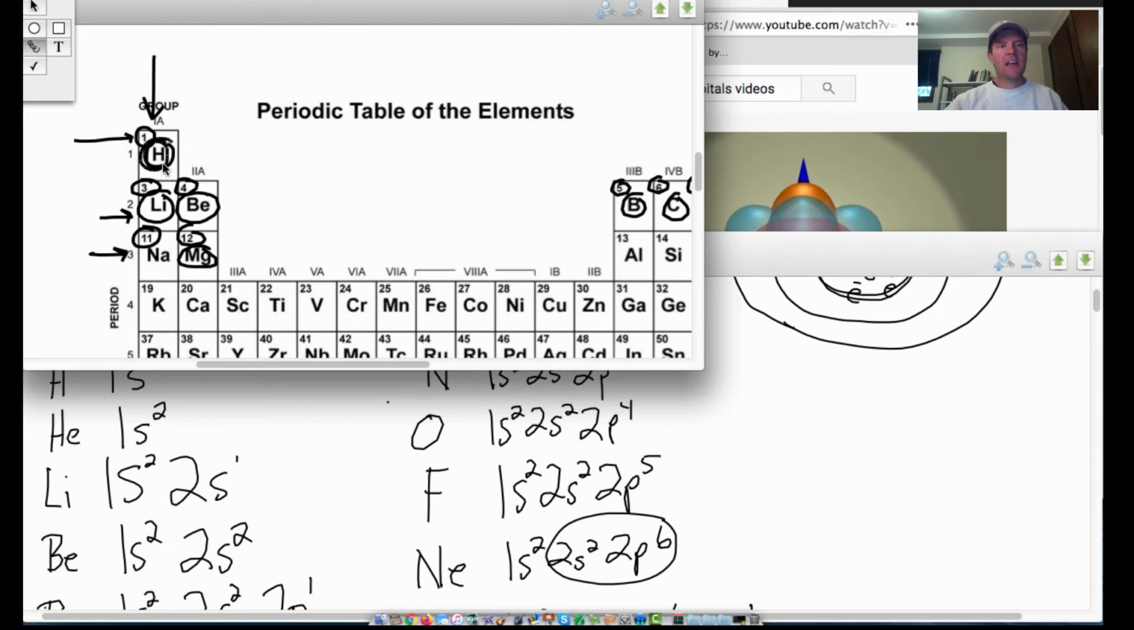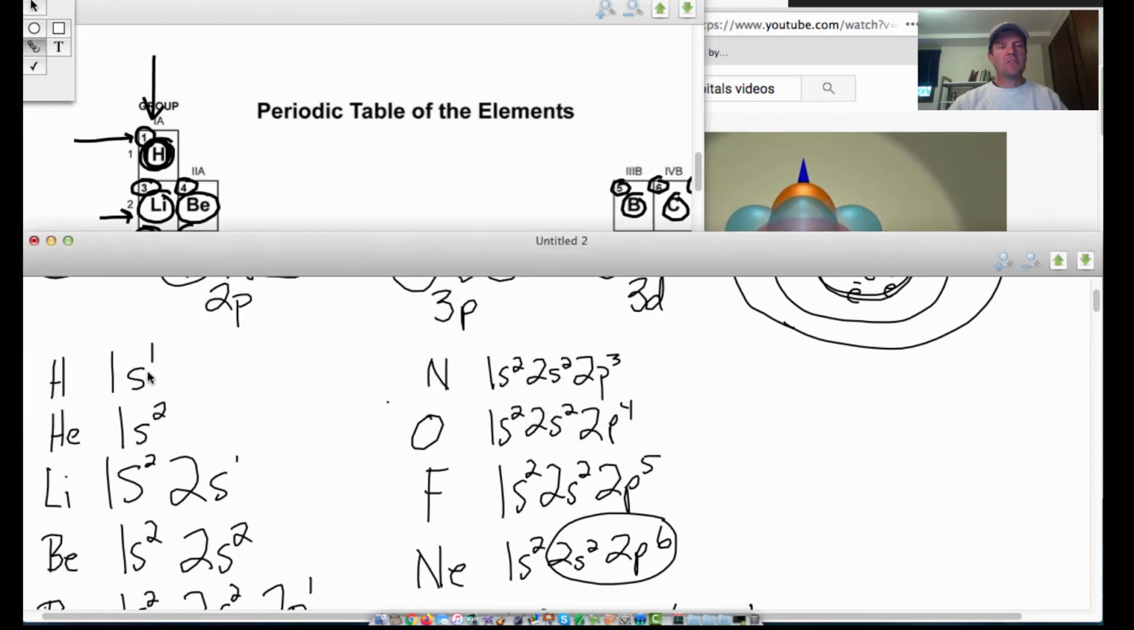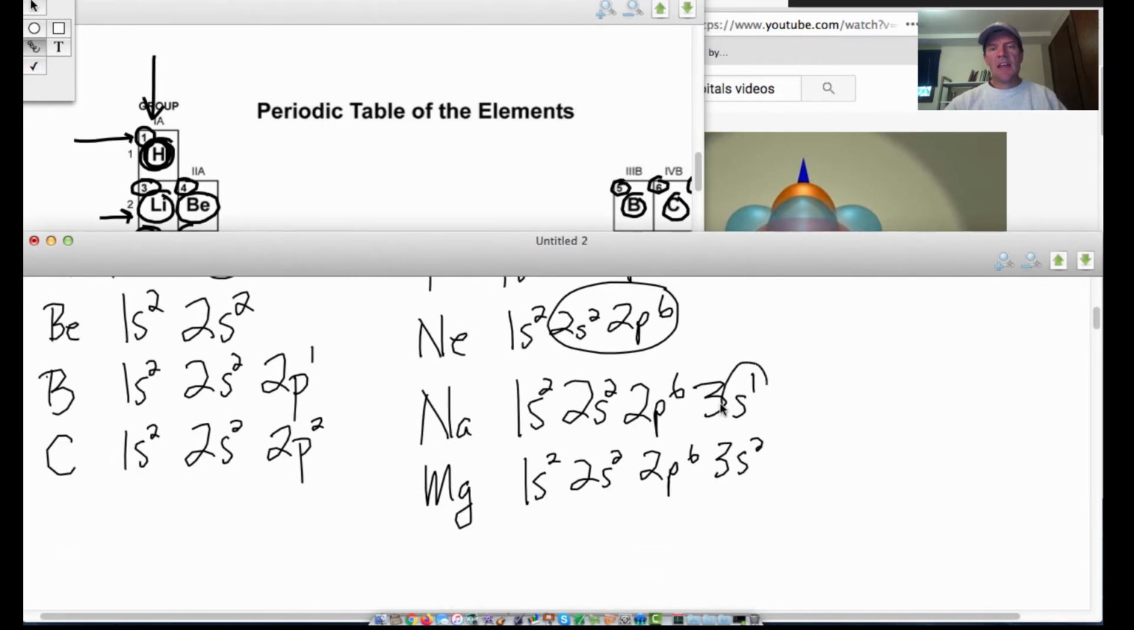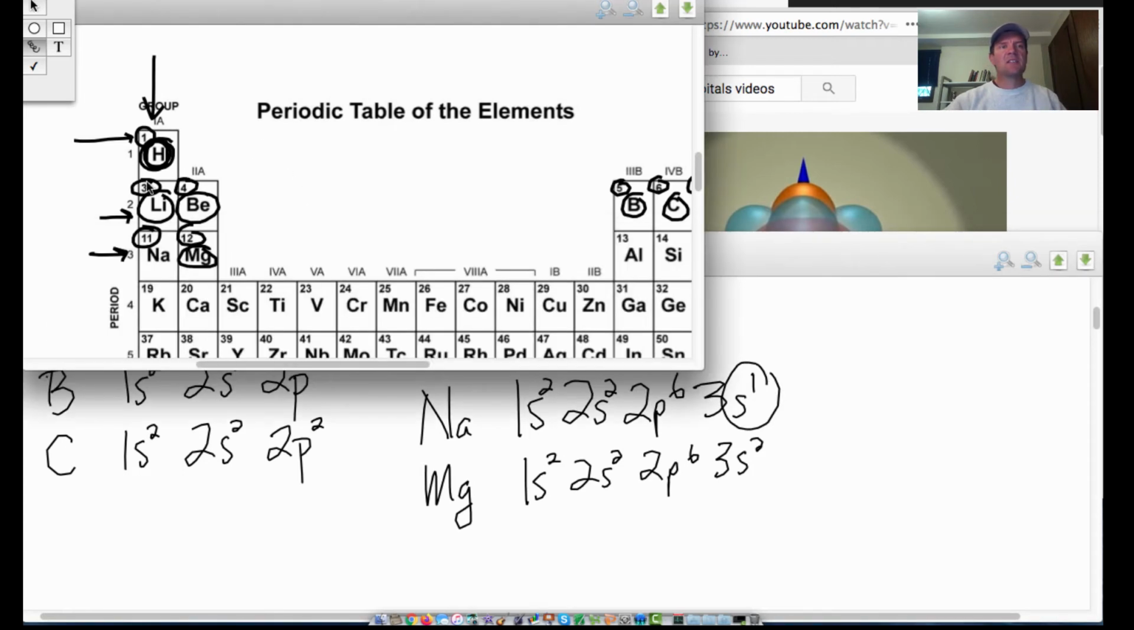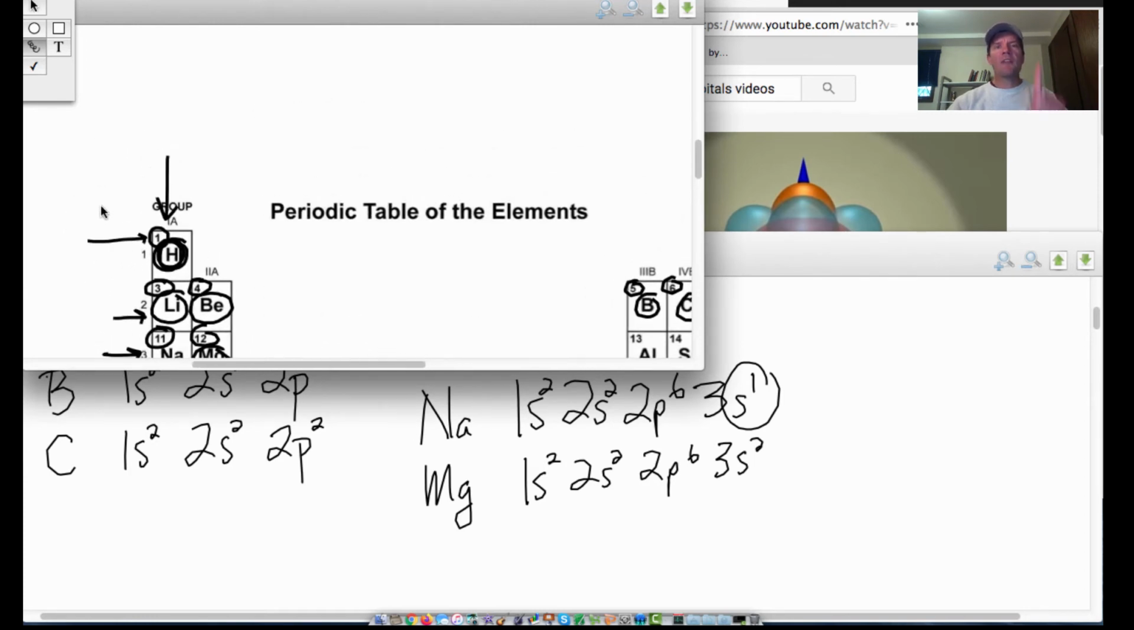Hydrogen, right here, its electron configuration ends in s1. First energy level, s1. Look at the element right below it, lithium. It also ends in s1. The second energy level, but it still ends in s1. And right below that, sodium ended in 3s1, but it's still s1. What does that tell us? It tells us that all of the elements in the first group, the first family, all have one outermost electron.